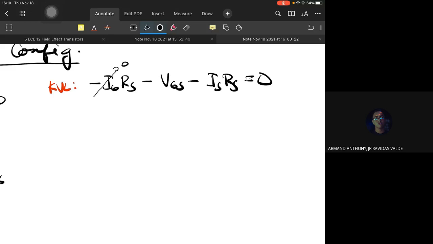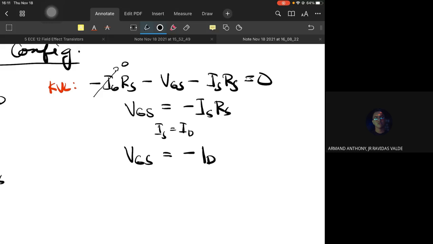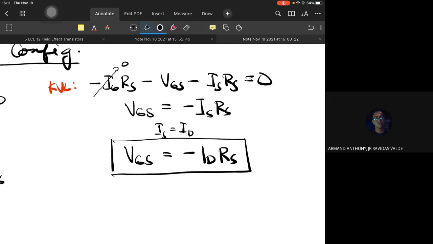So we have a relationship for VGS and IS. VGS is equal to negative IS RS. But since IS is equal to ID, this is the relationship between VGS and ID. VGS is equal to negative ID RS.